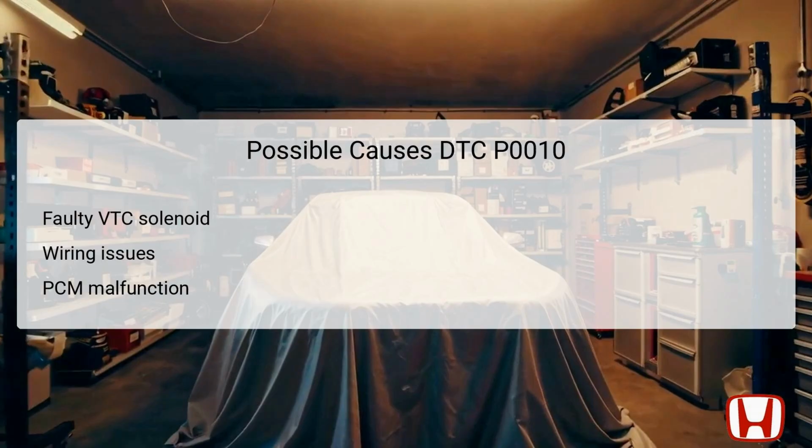Several potential causes can lead to the activation of DTC P0010. A faulty VTC solenoid is the most direct cause. If the solenoid fails to operate correctly, it cannot regulate oil flow effectively, resulting in abnormal engine behavior. Additionally, wiring issues such as poor connections, frayed wires, or short circuits can disrupt the operation of the solenoid, causing it to malfunction. Another possibility is a malfunctioning powertrain control module, PCM, which might not properly send or receive signals essential for the solenoid's operation. It is also worth considering if any external factors, such as debris or contaminants, have affected the solenoid's performance. Understanding these possibilities helps pinpoint the exact issue and implement the appropriate remedy to resolve the DTC.